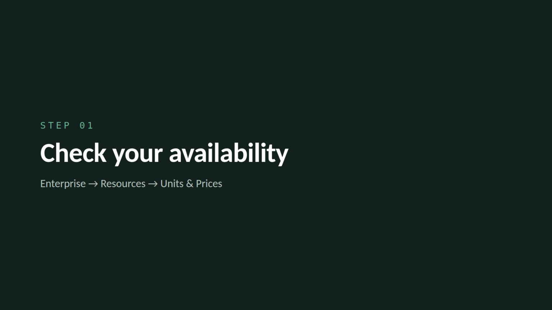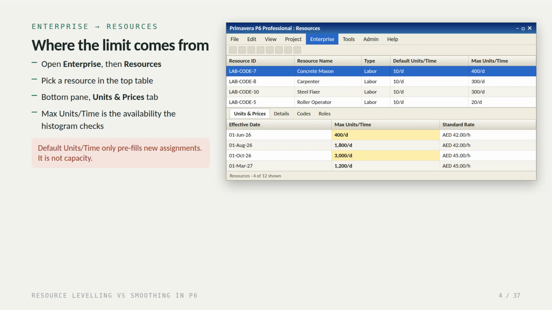Step 1. Check your availability. Go to the Enterprise menu and choose Resources. In the top table, click the resource you're interested in. Then in the bottom pane, select the Units and Prices tab. The column you care about is max units per time. This and only this is the availability that leveling works against.